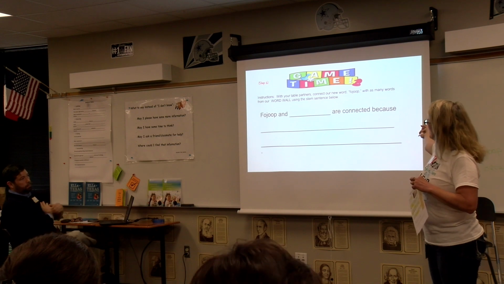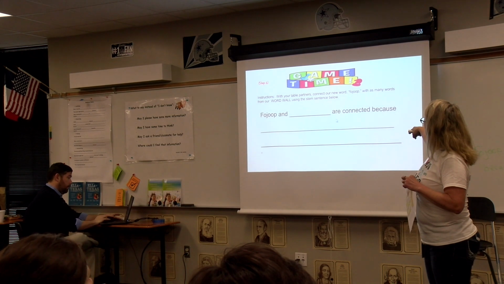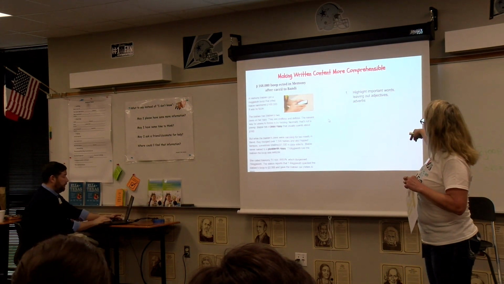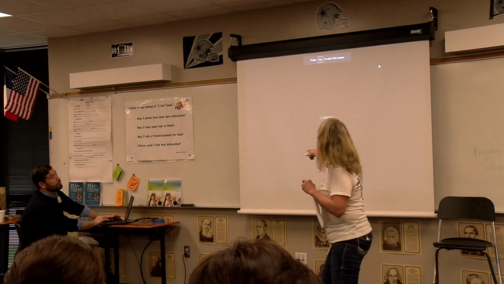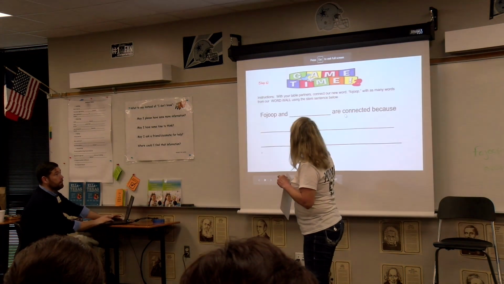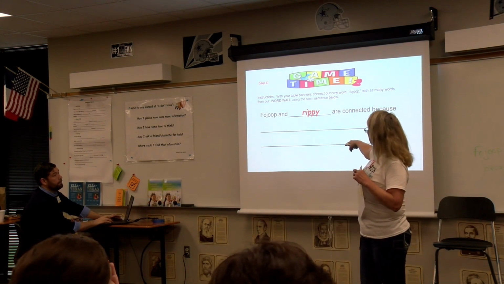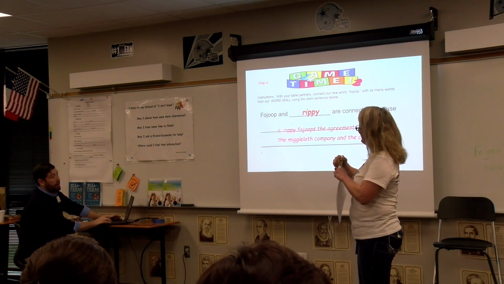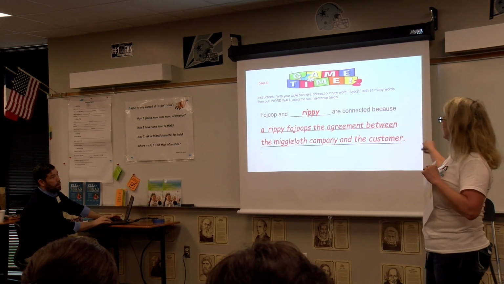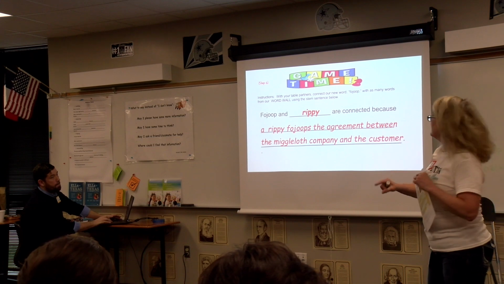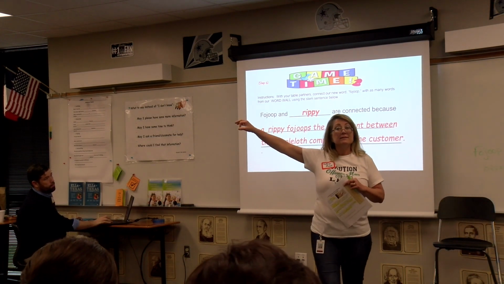Fajub and Rippy. Look at it. Okay, Fajub and Rippy are connected. Fajub and Rippy are connected because a Rippy Fajub is the agreement between the company and the customer. So you're coming up with a sentence that shows how these two can go together. All right? Does that make sense?